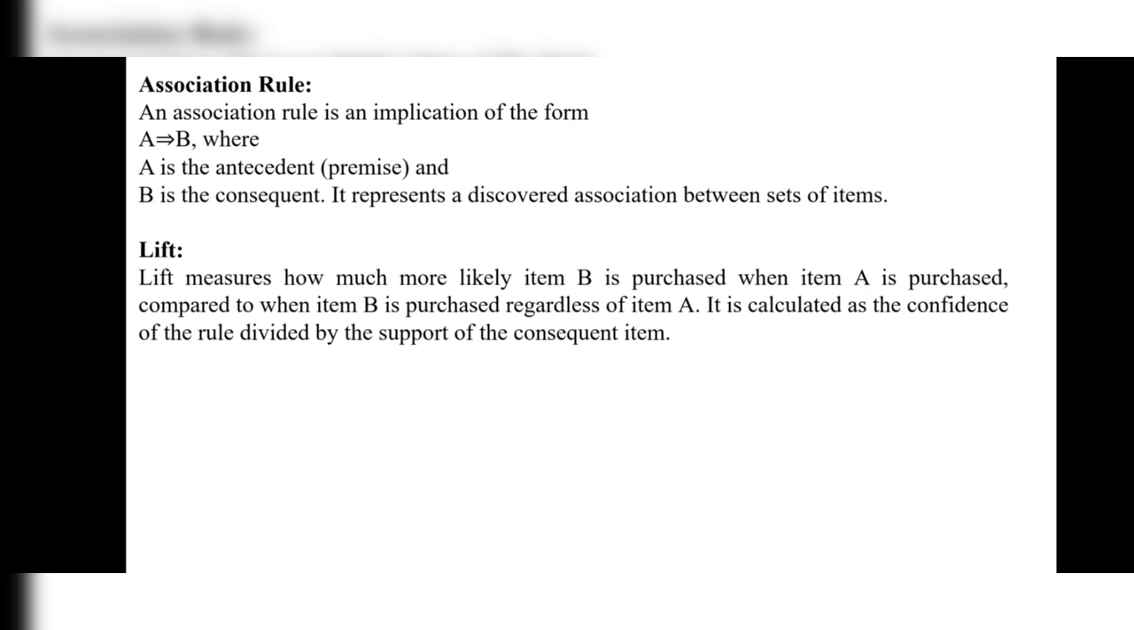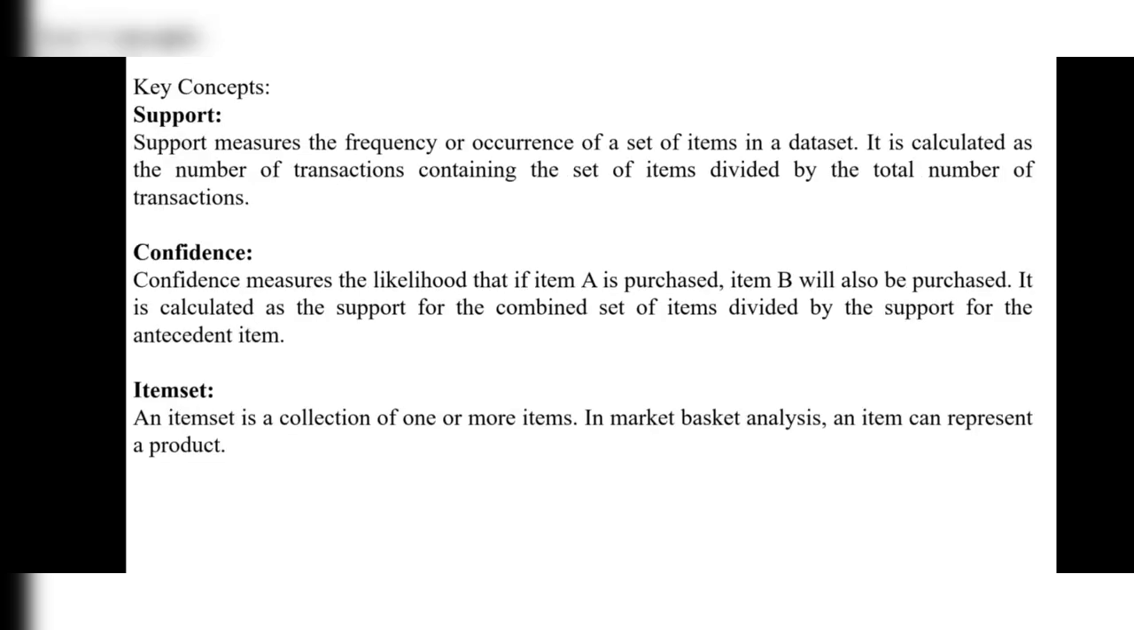And next, lift. Lift measures how much more likely item B is purchased when item A is purchased, compared to when item B is purchased regardless of item A. It is calculated as the confidence of the rule divided by the support of the consequent items. That means in association, by using this implication, we can easily estimate how B is implicated by A. Whereas in lift, we will understand what happens to the consequent when a person is buying the item. Okay, let's compare all these key concepts with an example, then you can understand easily.